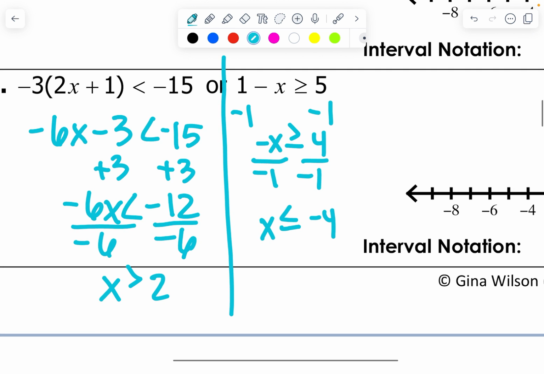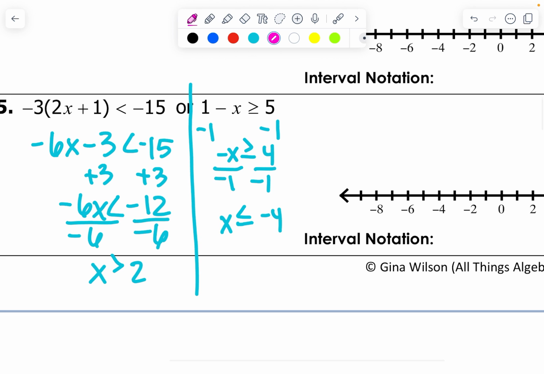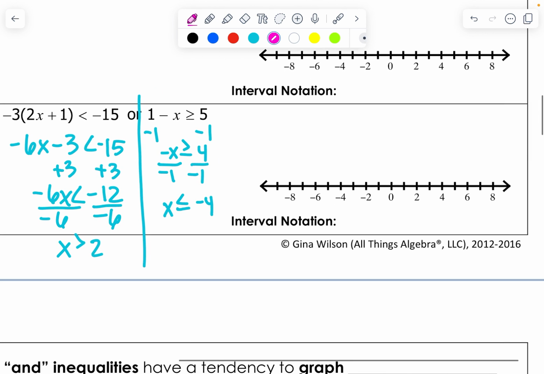Okay, so when I'm graphing, you don't have to do it in two different colors, but it's just kind of helpful. So we have x is greater than 2, and we have x is less than or equal to negative 4. So again, we're showing numbers that are less than or equal to negative 4. Okay, that's it for or.